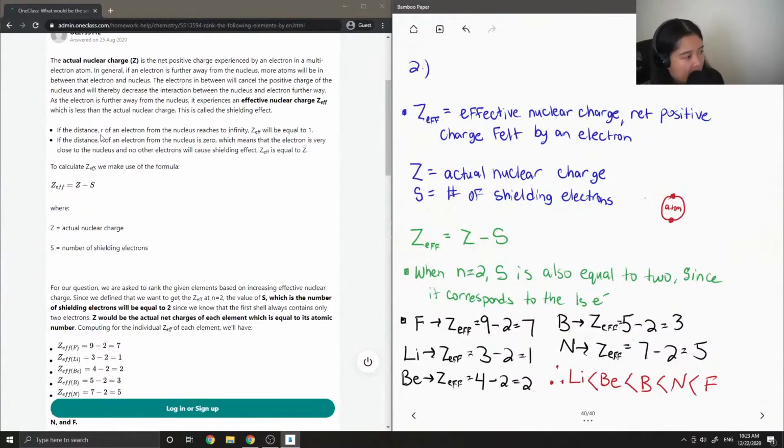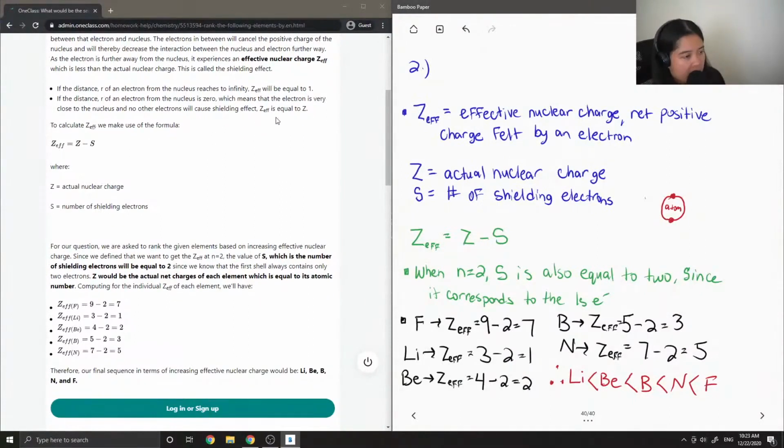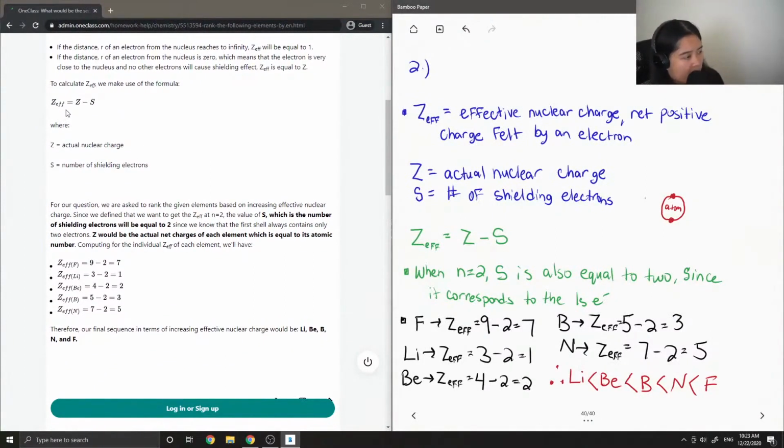If the distance r of an electron from the nucleus reaches infinity, the effective nuclear charge will be equal to 1. If the distance r of an electron from the nucleus is 0, which means that the electron is very close to the nucleus, and no other electrons will cause shielding effect, the effective nuclear charge is equal to the actual nuclear charge. Okay, so they have the formula Zeff equals Z minus S.